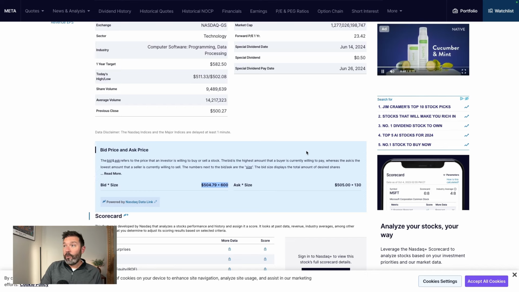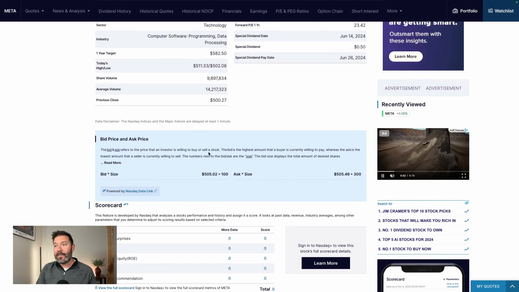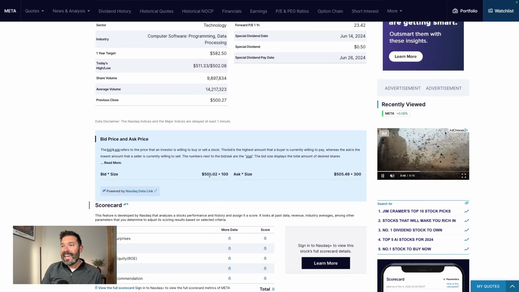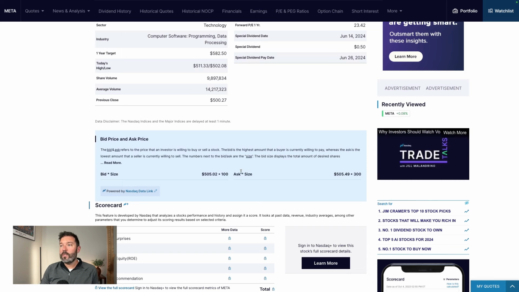Now, this changes literally in microseconds. So if I just refresh this page, in just less than a minute, the stock has now moved up. And if you wanted to sell shares, you could sell them for $505.02, and there's a bid of 100 shares, or you could buy for $505.49. But again, look at the difference between these two. There is nearly a 50 cent gap between the bid and the ask price.